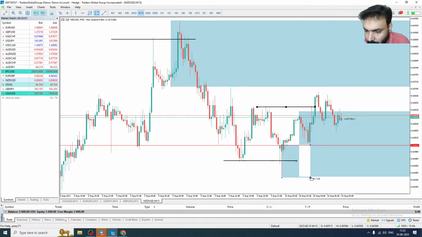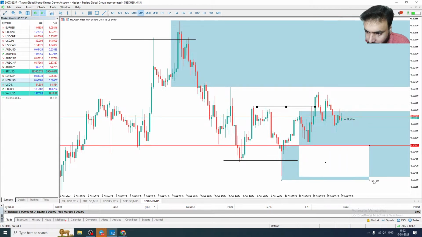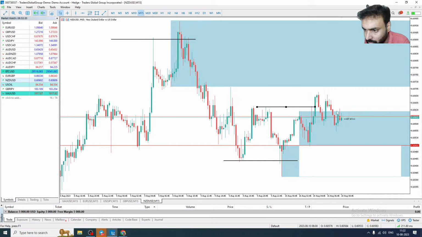Okay, so we can look for maybe 50%. From here we can look for a 50% entry. And because now it is kind of coming down, there is a chance it can react from here.